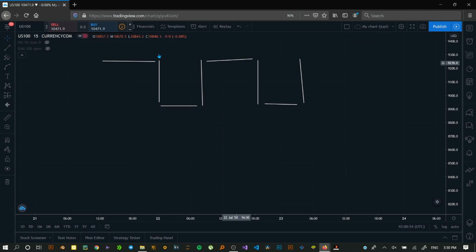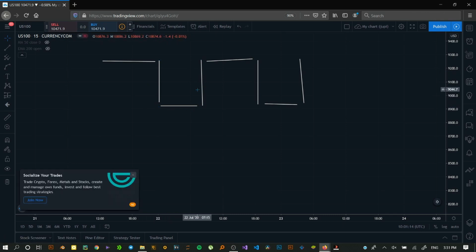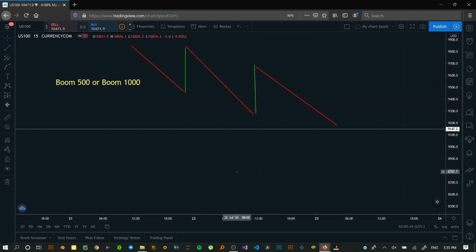This means the force indicator on crash 500 and 1000 looks like this. It comes horizontally. If there is spike, it will push down, then comes back to horizontal level. If there is spike, it pushes down like this. You got me, guys? It's very easy. Whenever there is spike, there will be force.